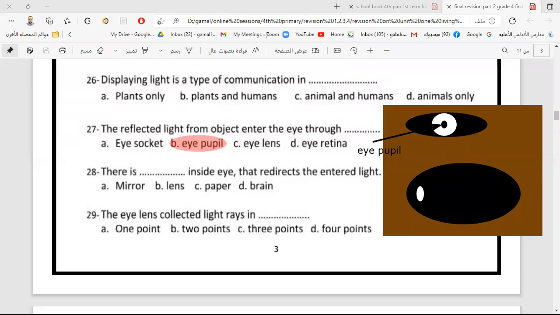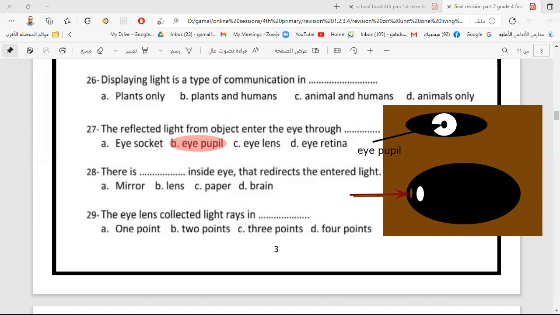And the eye pupil is in front of the eye lens. So the light enters the eye through the eye pupil and goes to the lens. The light enters from here and goes to the lens through the eye pupil. And after that, in the back, we have the retina.